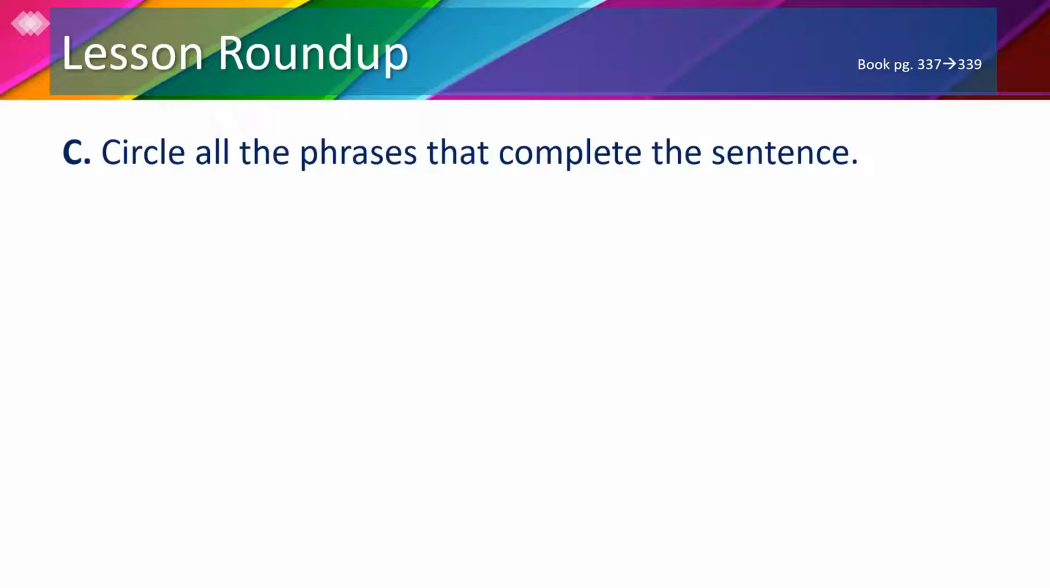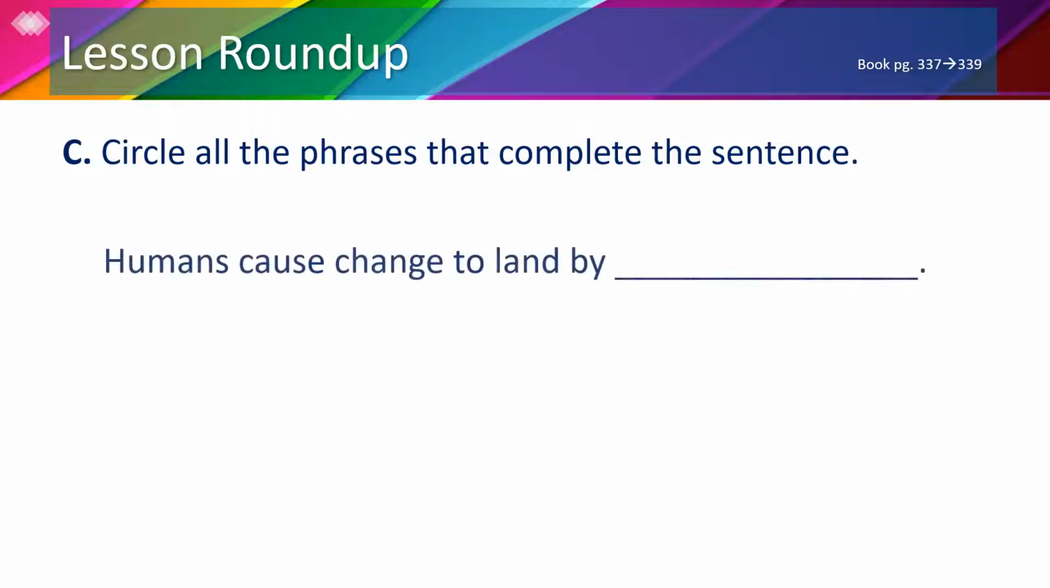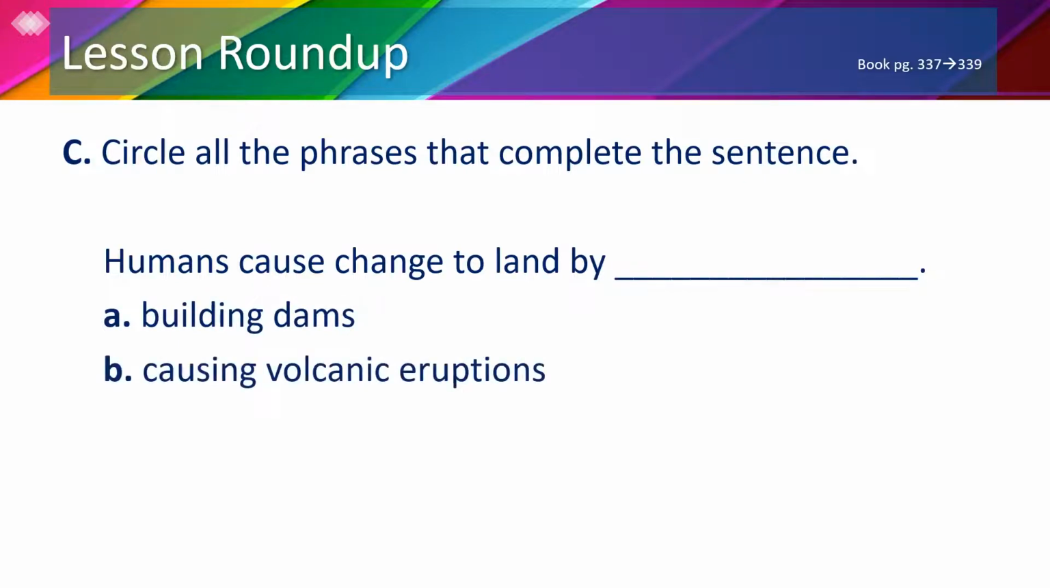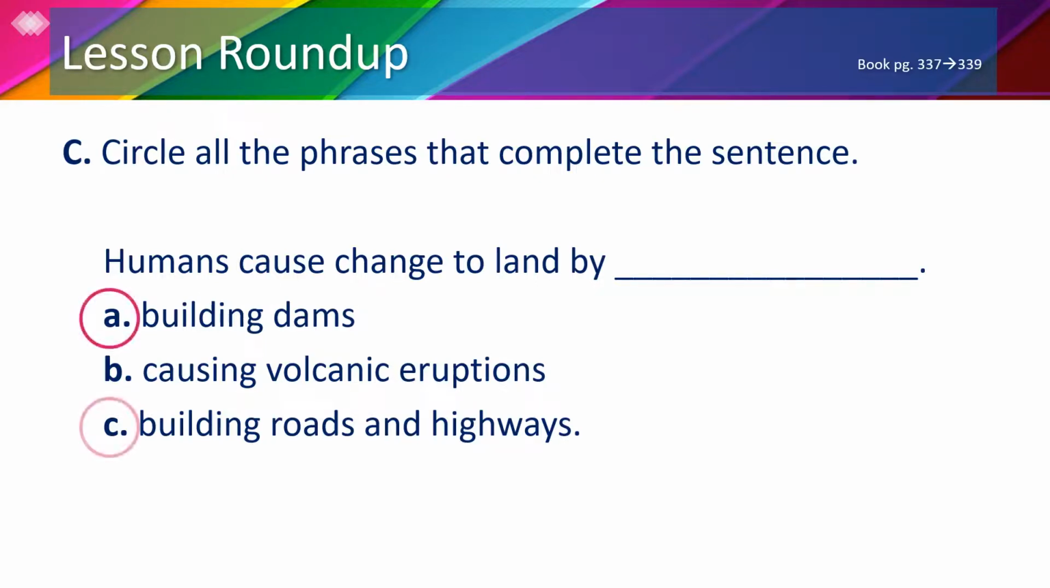In part C, we're going to circle all the phrases that complete the sentence below. Humans cause change to land by A, building dams, B, causing volcanic eruptions, or C, building roads and highways. Our answer should be focused on human changes, not natural causes, so the answers are A and C.